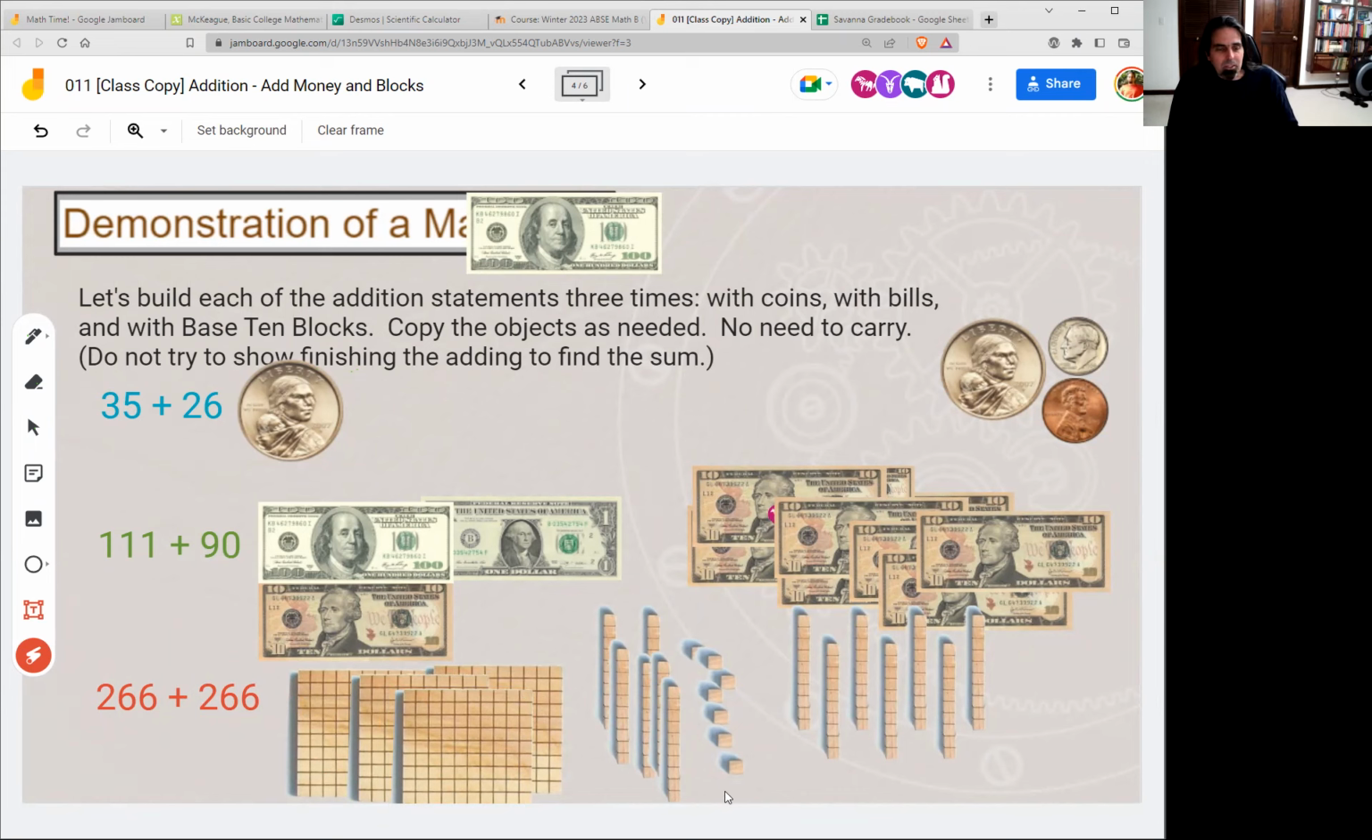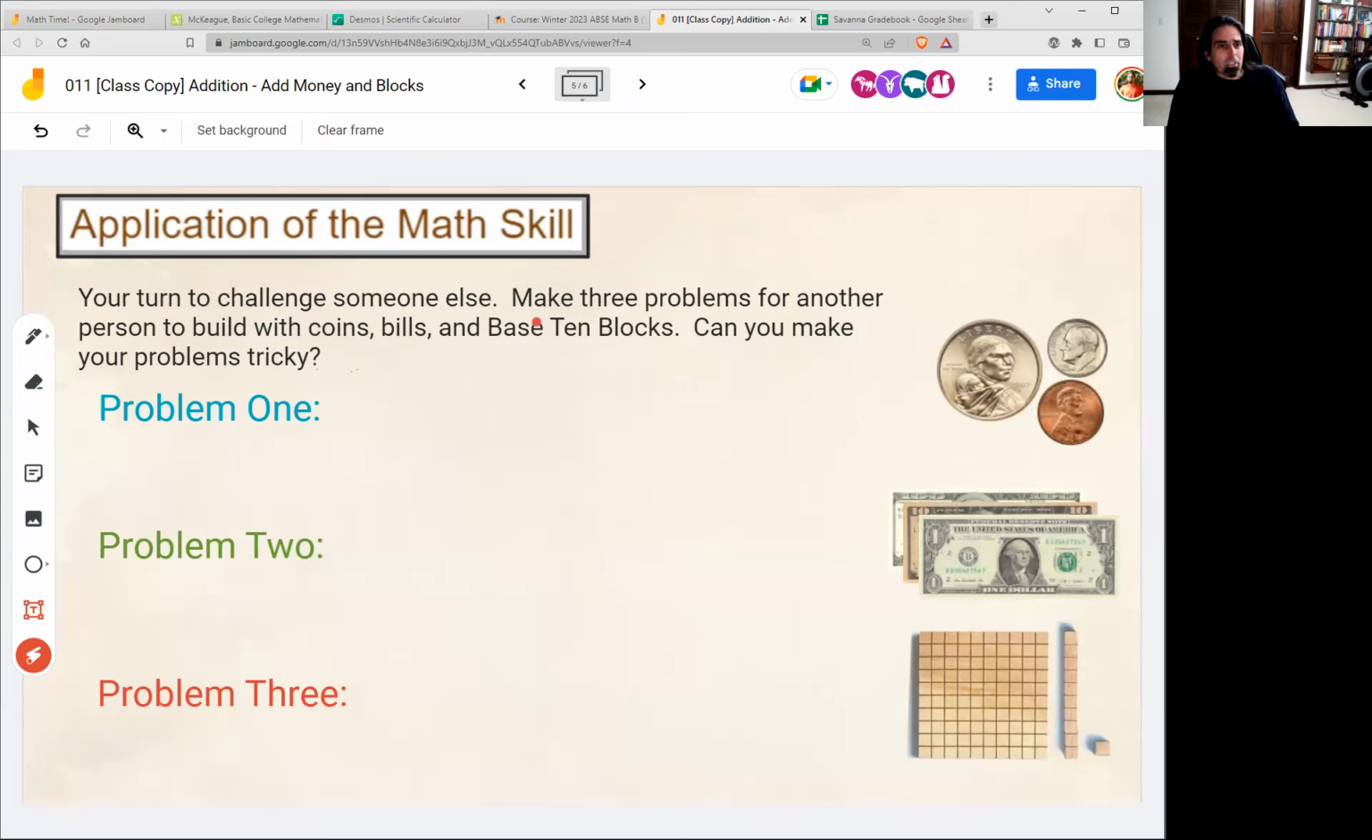Okay, I'm going to move on from this slide. I think it is getting stale. Your turn to challenge someone else. Try and make 3 problems for another person to build, and they can just pick one way. They can pick coins or bills or base 10 blocks.